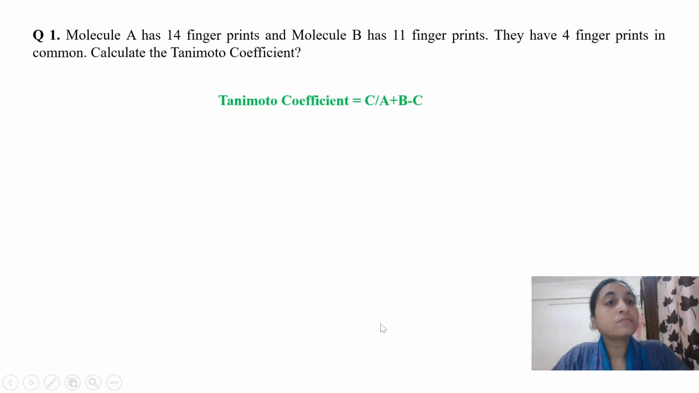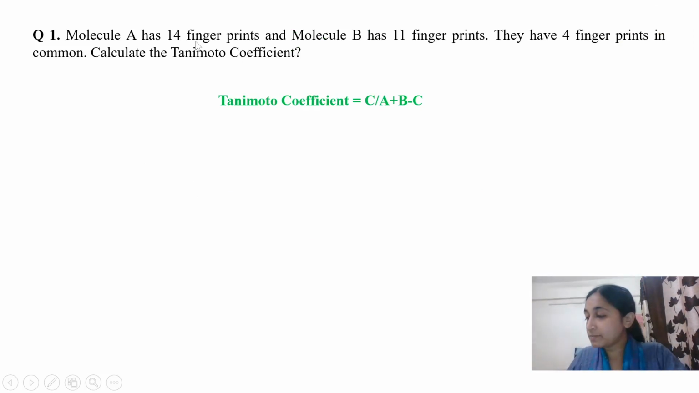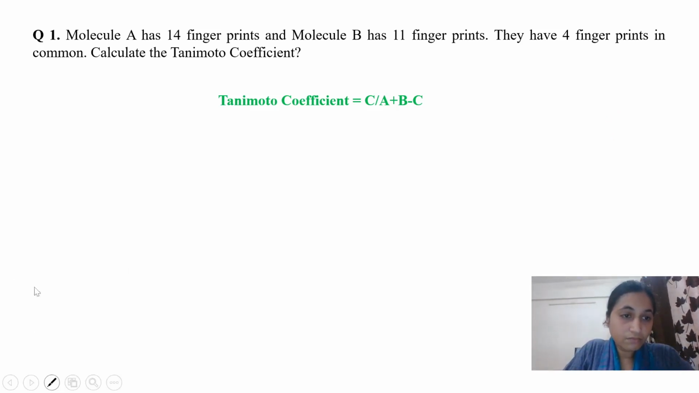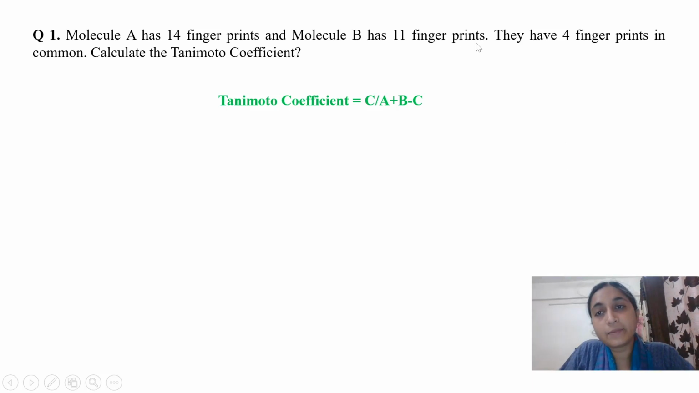Question number 1. Molecule A has 14 fingerprints and molecule B has 11 fingerprints. They have 4 fingerprints in common. Calculate the Tanimoto coefficient. The Tanimoto coefficient equals C upon A plus B minus C.